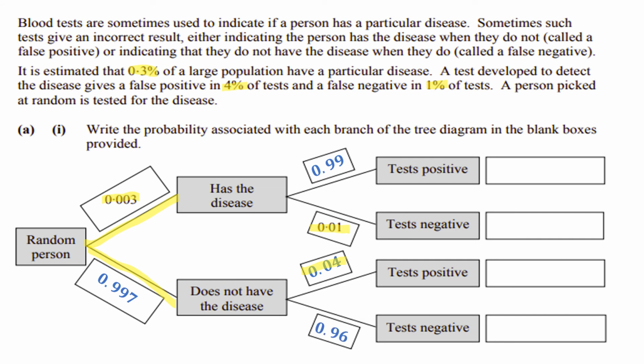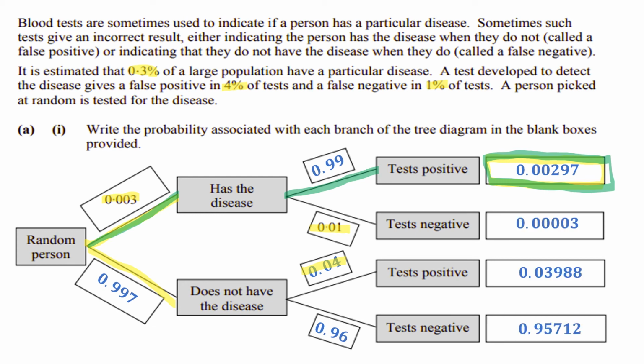When we look at the end boxes, so let's look here. What we're trying to do is find the probability that a person has the disease and tests positive. When we have the word "and", we mean multiply. So we're going to multiply along the length of our tree. From here to here brings us to this box. So we multiply 0.003 by 0.99 and we get 0.00297. We continue that trend and we end up with our final answers here.